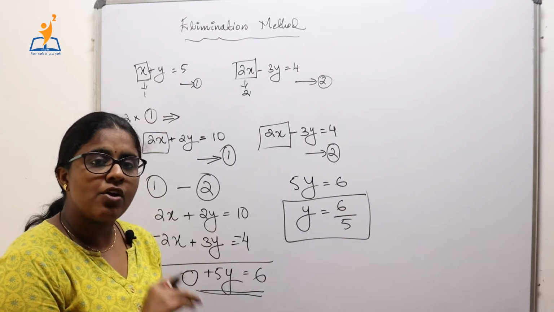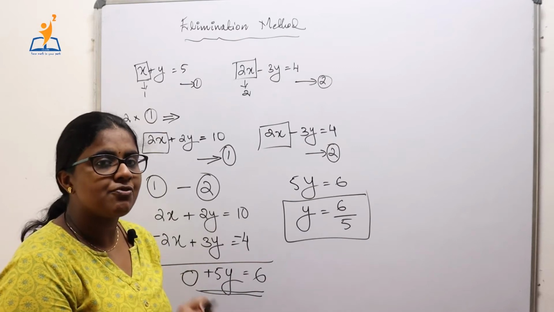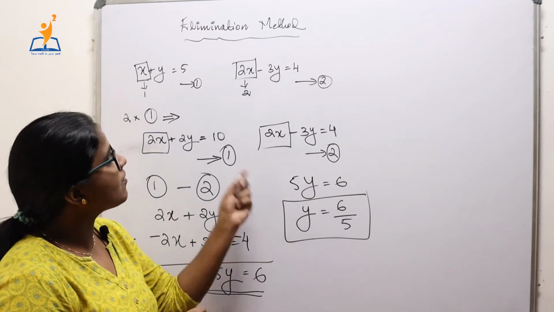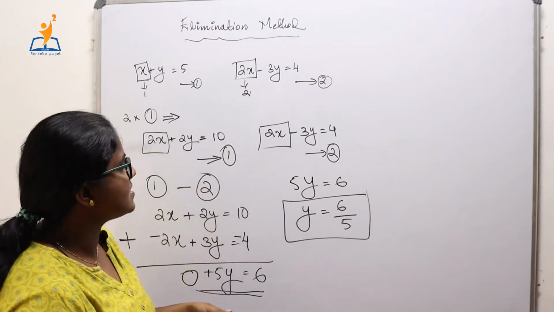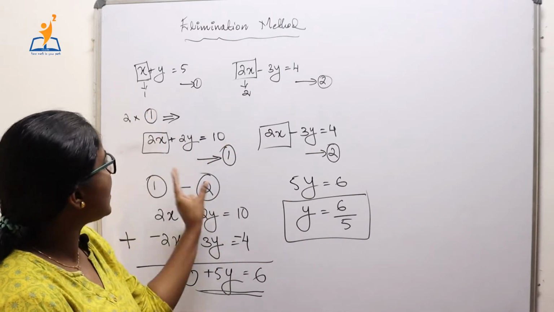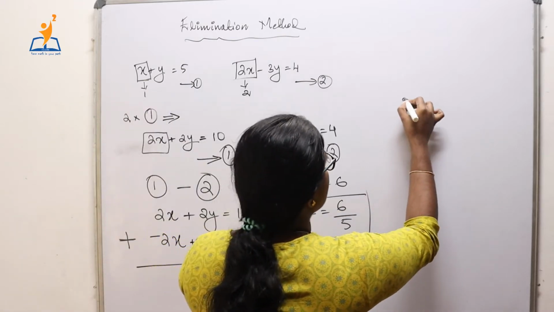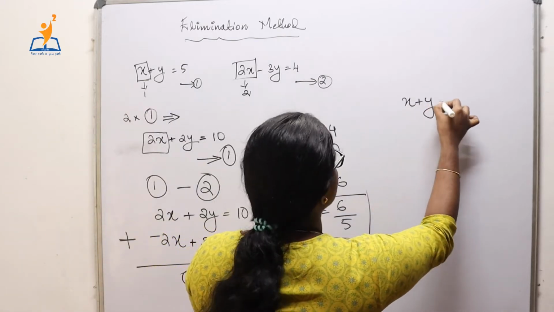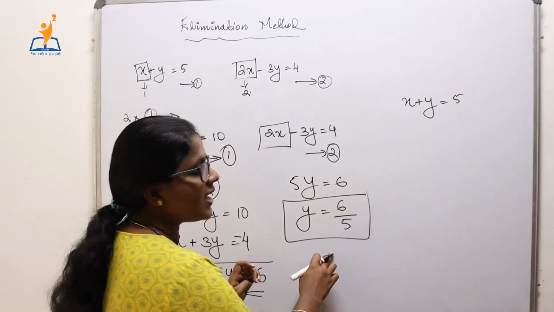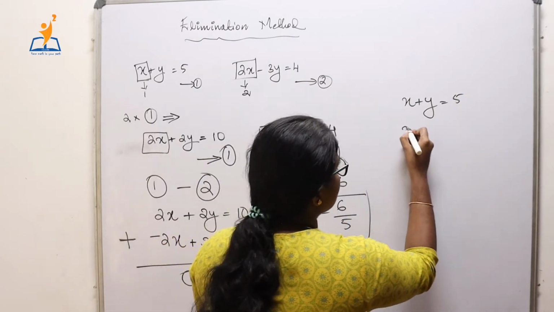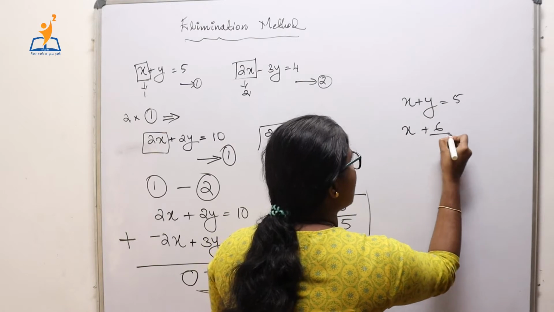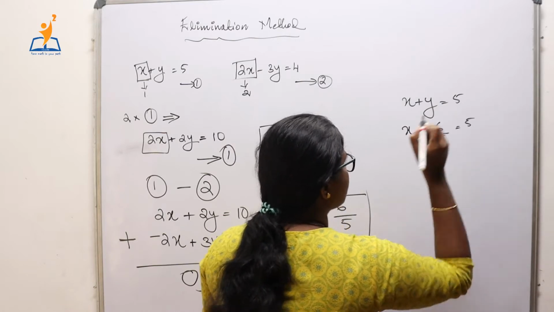If we get the value of one of the variables, it is enough to substitute this value in any of these equations. Let's substitute this value in this equation, that is our equation number 1. We know that x plus y equals 5 and we got y as 6 by 5. So x plus 6 by 5 equals 5.